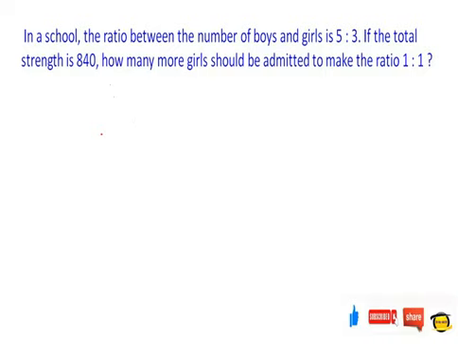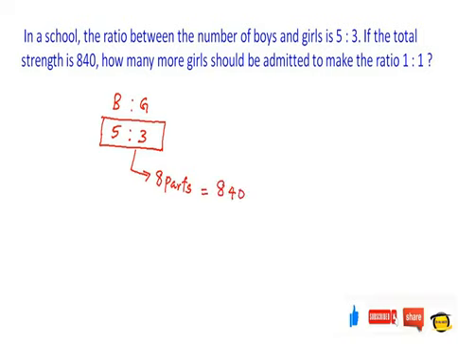So let's try that. The ratio between boys and girls is given as 5:3, right? Which means the total students in the school is split up into 8 equivalent parts, right? So for every 5 boys, there will be 3 girls. So totally 8 parts, right? Now these 8 parts of students are equivalent to 840, right? So what is going to be the number of students which represents 1 part? We can divide by 8 on both sides. So 1 part of the students count will be equivalent to 105, right?